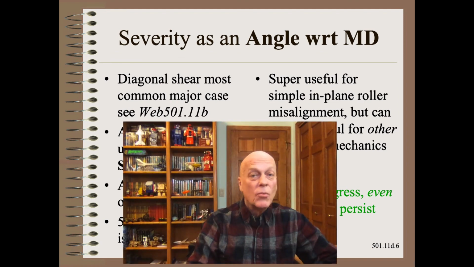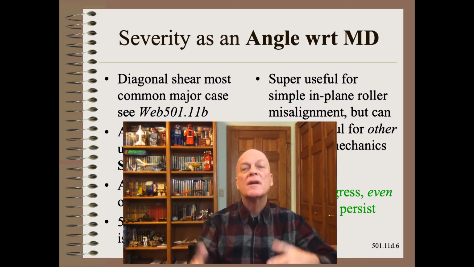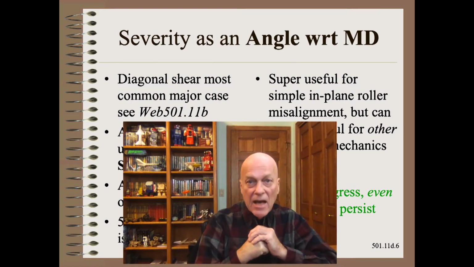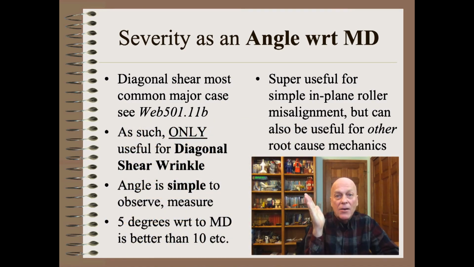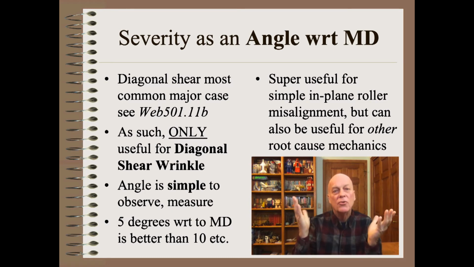As we introduced in Web 50111b, and as covered in much more detail elsewhere, the wrinkle at an angle, otherwise known as the diagonal shear wrinkle, is one of the most common of the major cases. As it turns out, the angle of the wrinkle is a direct measure of the mechanics-based severity. The reasons have to do with Mohr's circle analysis and will not be detailed here. All you have to know is that 5 degrees is better than 10 degrees, and so on. Pretty simple to see or measure, and pretty intuitive.